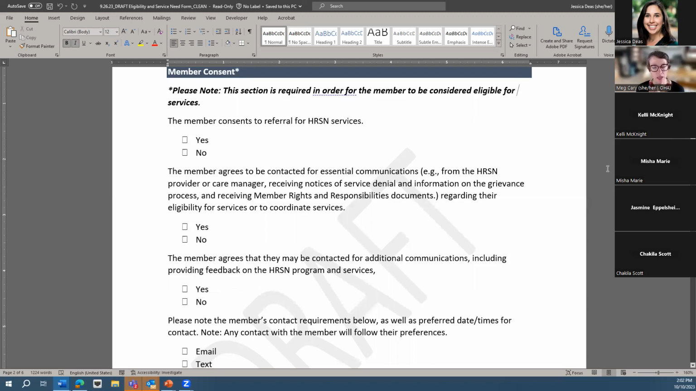So not only is this an attestation to be interested in HRSN services, to be willing to be contacted, to be referred, but will also include attestation to the correctness or the need represented on this form.